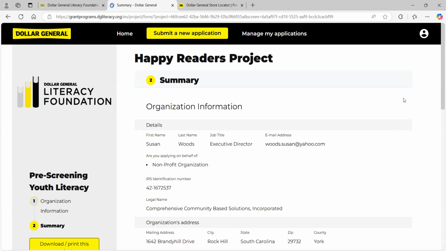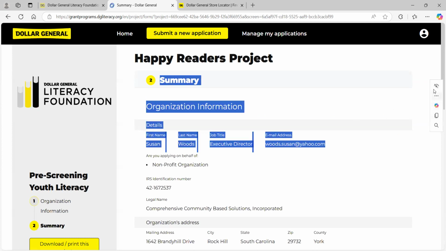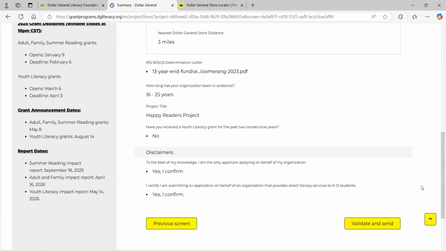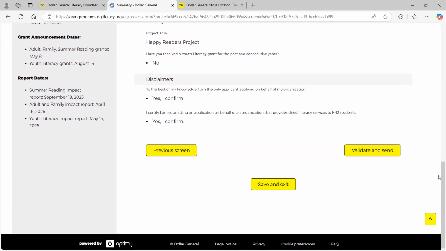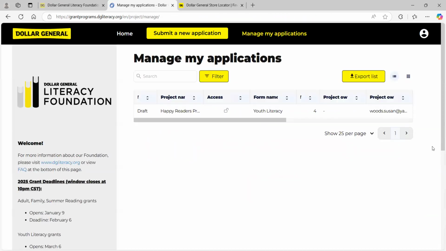So this is a summary of the information that I have submitted for the application. And then instead of me saying validate and send, I'm going to save and exit because I may want to come back and look at something else and make sure everything is correct. Okay. So I'm not going to send it in right now. I want to take my time and go back and look through the information that I've provided and then submit it. But what I wanted to do for you, I wanted to just show you how to submit a Dollar General grant proposal. So now it says manage my applications.